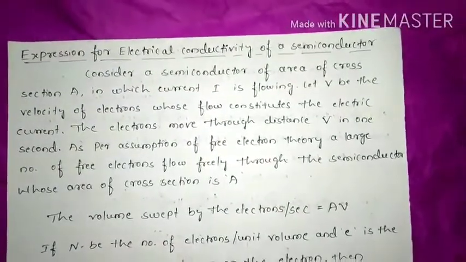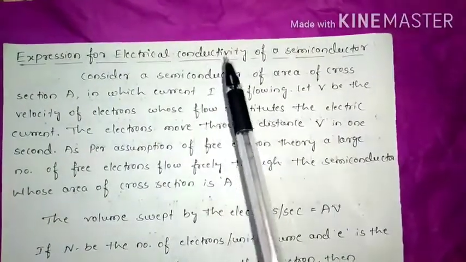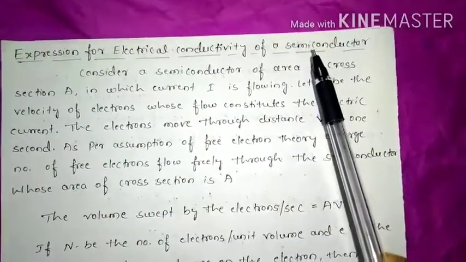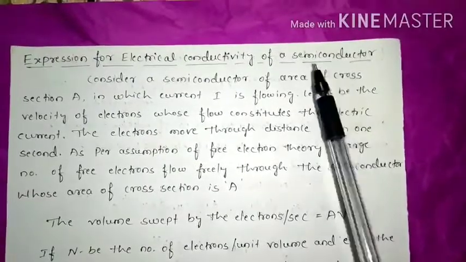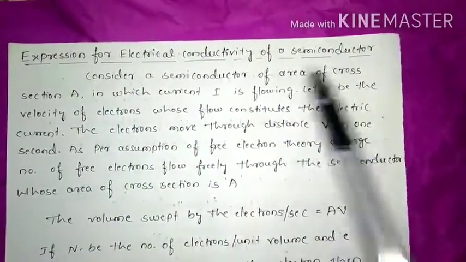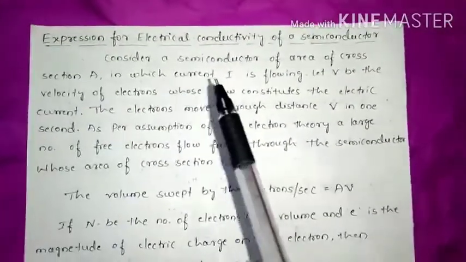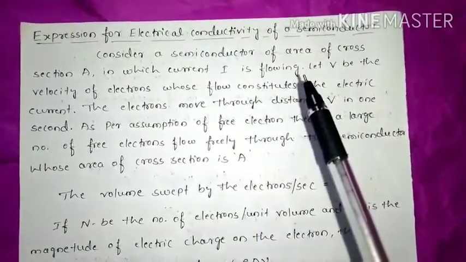Hello dear students, today we will derive the expression for electrical conductivity of a semiconductor. This is the next derivation in semiconductors. So consider a semiconductor of area of cross section A, in which current I is flowing.